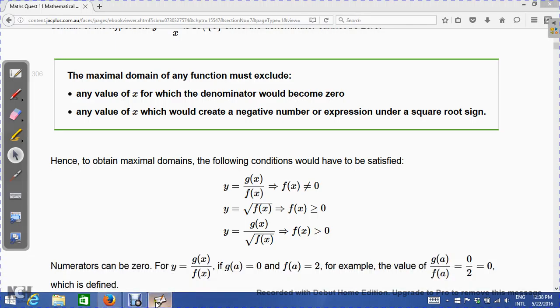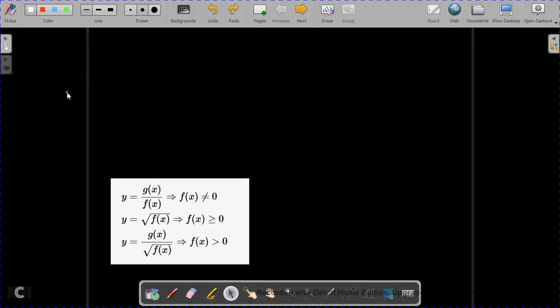Okay, so just kicking off where we were up to before. We've got three situations: y equals g of x over f of x. And we had a look at that when the denominator doesn't equal 0. Next one, we didn't get to finish off. Let's do that now. So I've got the situation square root of f of x.